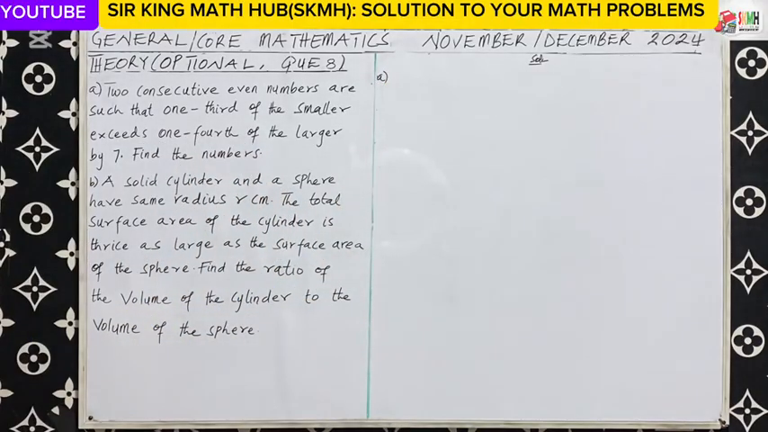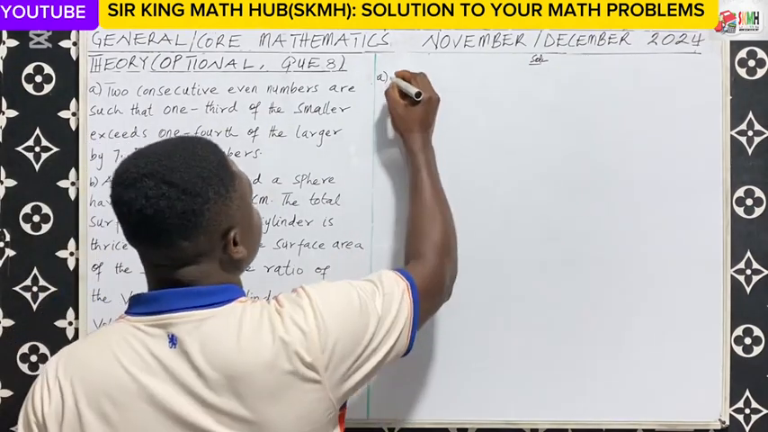I read: two consecutive even numbers are such that 1/3 of the smaller exceeds 1/4 of the larger by 7. Find the numbers.